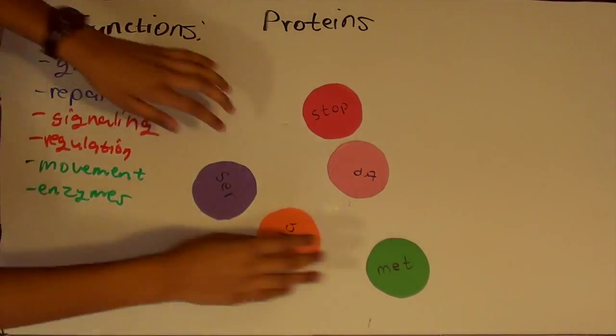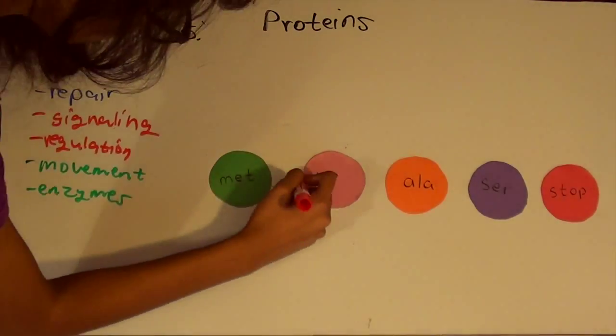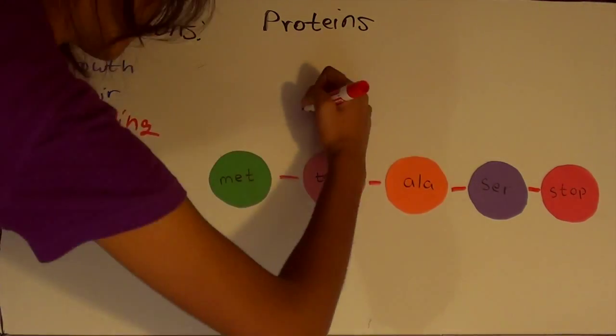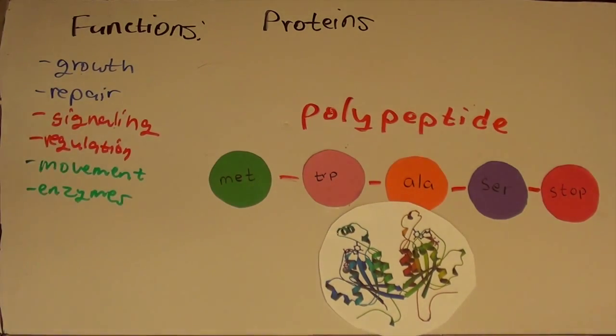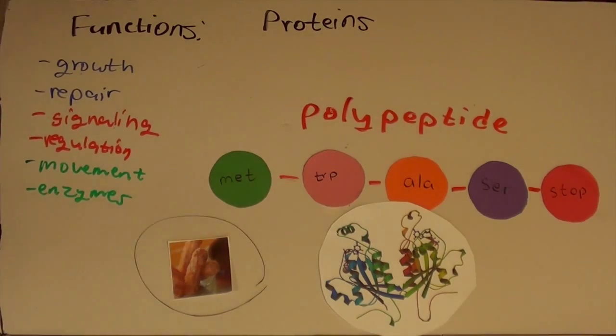Multiple amino acids are connected by peptide bonds. A chain of these amino acids is called a polypeptide. Then, this polypeptide undergoes several changes in structure and forms a protein. This protein is like our final product, our churros.